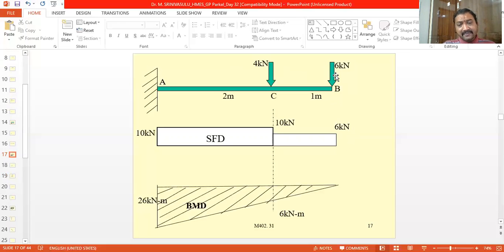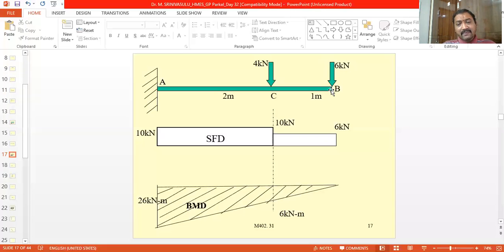Now forget about the left side, because we can take either the left or the right side. If we take the right side, only 6 kilonewton is acting to the right of the section, but this 6 kilonewton is acting exactly at point B. Therefore the distance between the 6 kN force and point B is equal to 0.